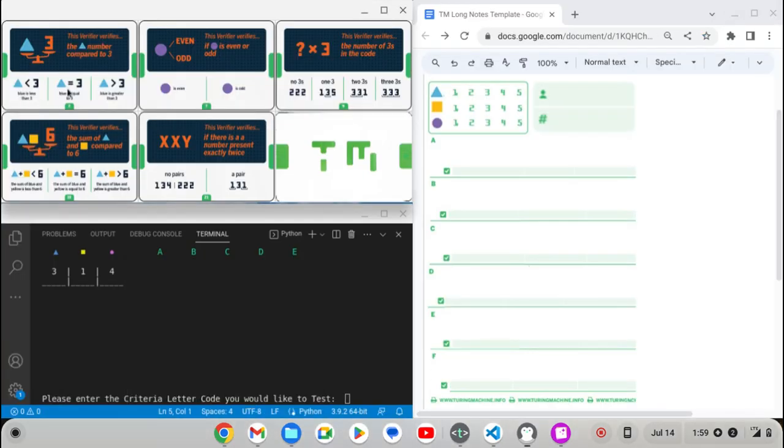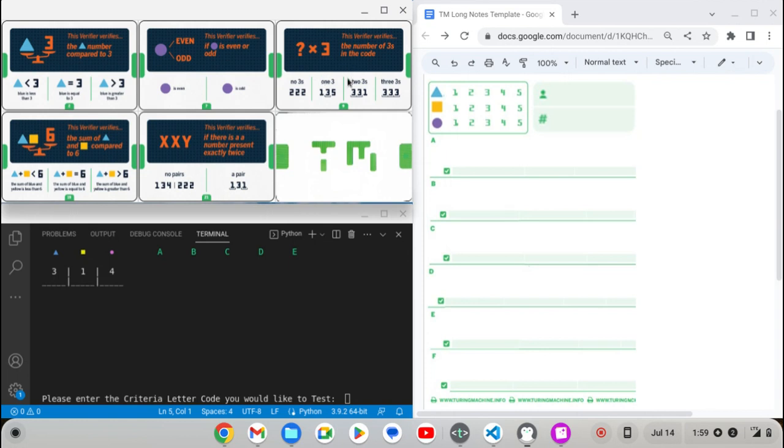So in the grid above, we've got our 5 criteria cards. On the top row, we've got criteria card A, criteria card B, and criteria card C. And on the bottom row, we've got criteria card D, and finally criteria card E. Criteria card A looks at our first digit, the triangle digit, and the Turing machine will let us know how to compare it with the number 3. So should the triangle value be less than 3, should it be equal to 3, or should it be greater than 3? Criteria card B looks at our last digit, the circle digit, and the Turing machine will let us know whether its value is an even digit or an odd digit.